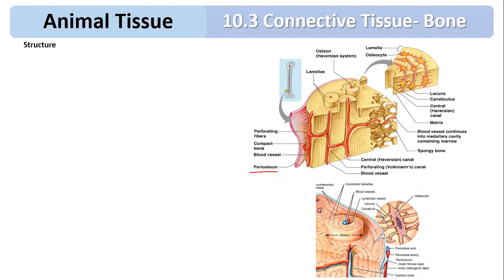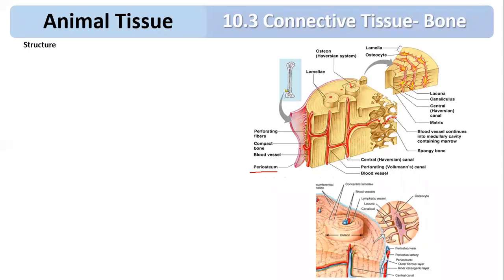So what is periosteum? Periosteum is a fibrous connective tissue made up of collagen fiber, forming a covering around the bone. What is the use of periosteum? The periosteum helps in the attachment of tendon and ligament. So tendon and ligament are attached to the bone, to the periosteum. Then the bone shows the presence of a hard calcified matrix.